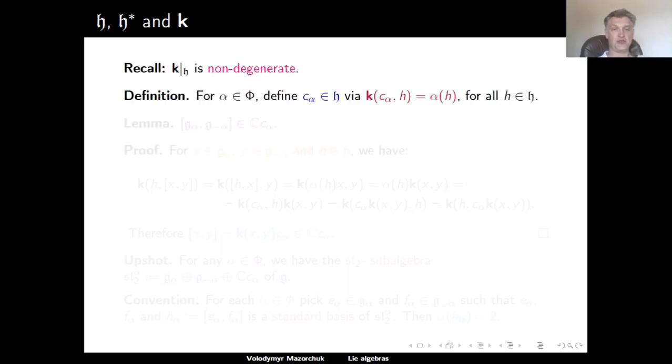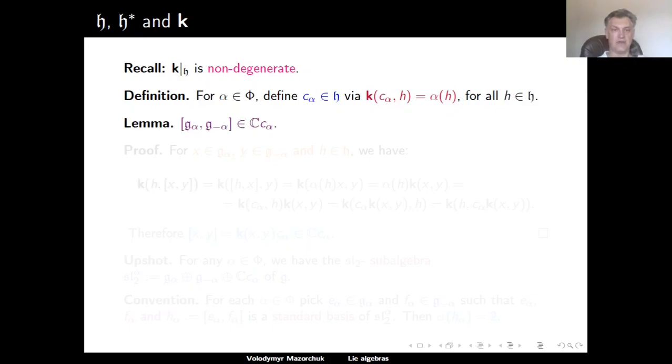So for each root alpha, we define the element C sub alpha in our Cartan subalgebra via the identity that the value of the Killing form at C sub alpha and any element h in H is equal to alpha of h. So this uniquely defines C sub alpha because the Killing form is a non-degenerate form. We can uniquely define the element C sub alpha when we prescribe the value of the Killing form evaluated at it and any element h in H.